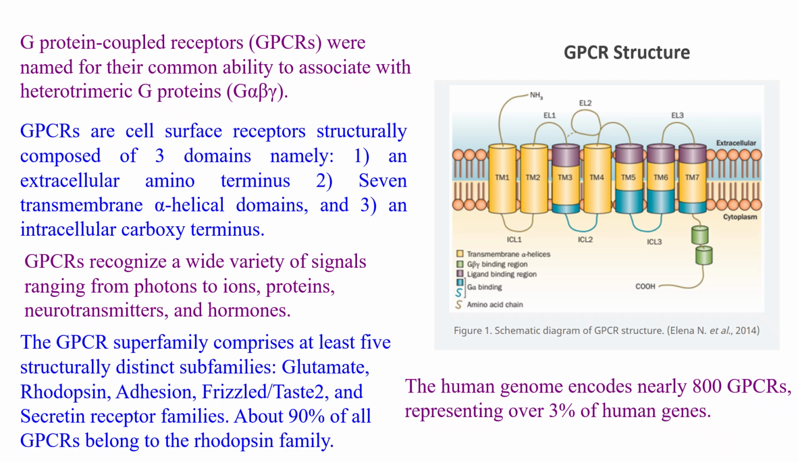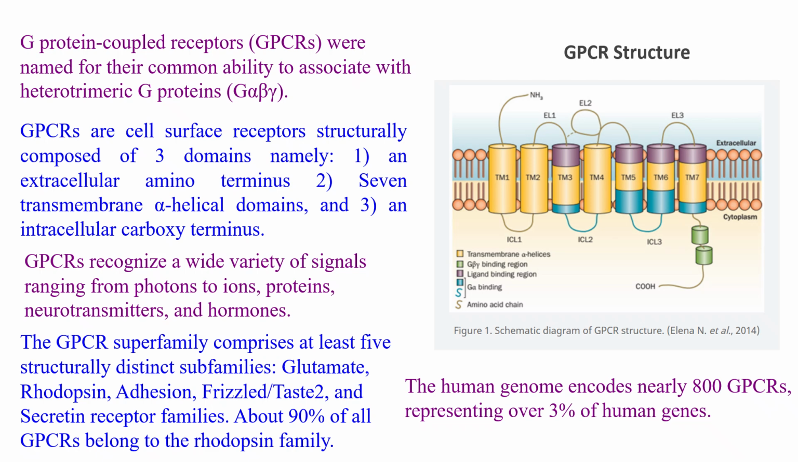GPCRs, or cell surface receptors, are structurally composed of three domains, namely an extracellular amino terminus, seven transmembrane alpha helical domains, and an intracellular carboxy terminus. GPCRs recognize a variety of signals ranging from photons to ions, proteins, neurotransmitters, and hormones.